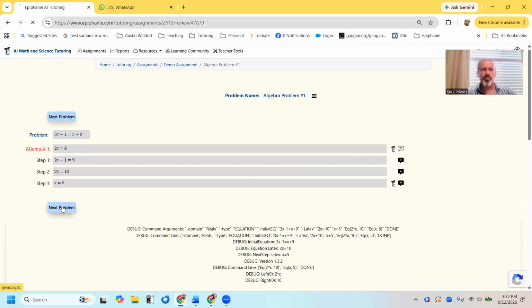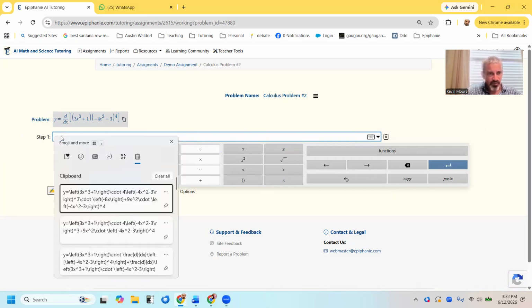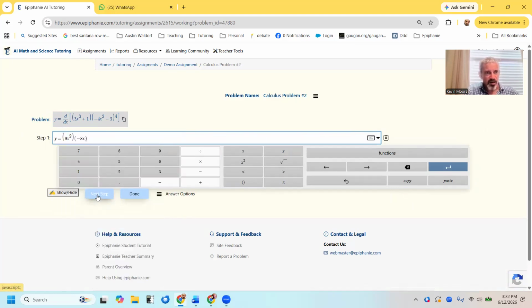And let's go on to the next problem, try something a little more complicated. Here's a calculus problem. And in this case, we're going to try working through this step by step. I've copied the responses here so that you don't have to watch me typing this all out. And, oh, I made a fairly typical mistake that often students make when doing a product rule problem using calculus.